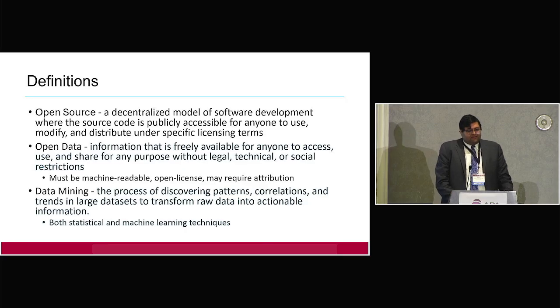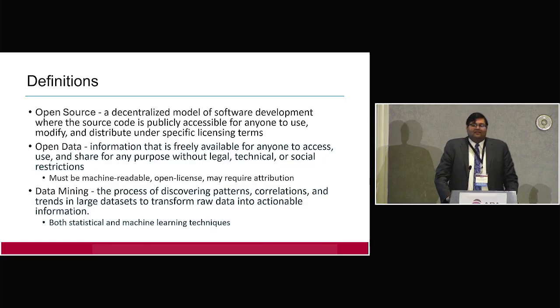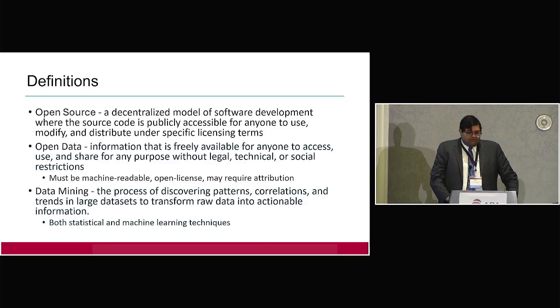Just getting into definitions so we can all talk about the same thing. When we talk about open source code or technology, the idea is it's a decentralized model of software development where the source code is publicly accessible for anyone to use, modify, and distribute. Typically it means the software is stored in a repository, with a common one being GitHub, and multiple people can modify it at the same time.